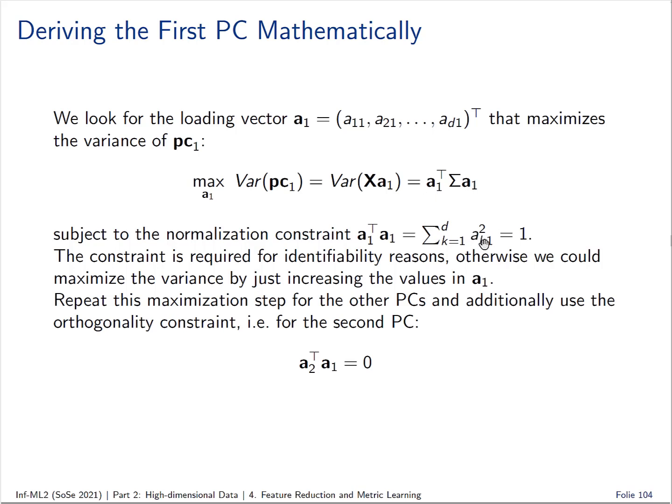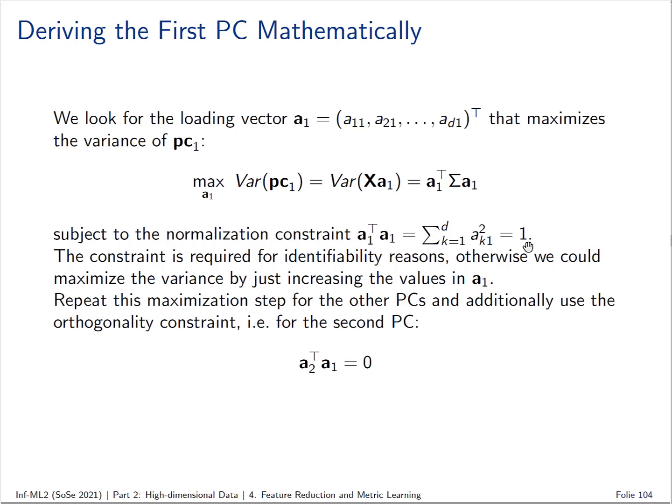If we just increase the loading values a1,1, a2,1, and so on, we would maximize the whole thing, obviously. That is a trivial solution. So in order not to get this trivial solution, we need an additional constraint: that the length of the loading vector for the first principal component is 1.